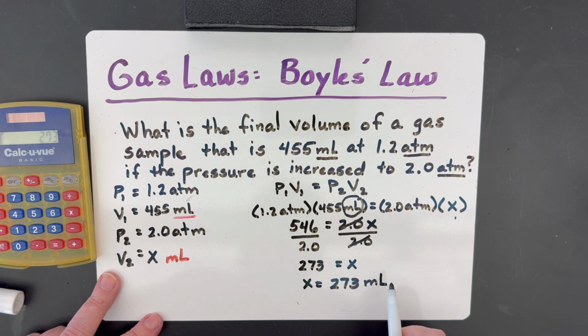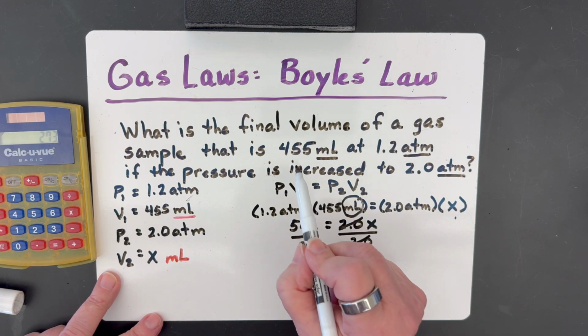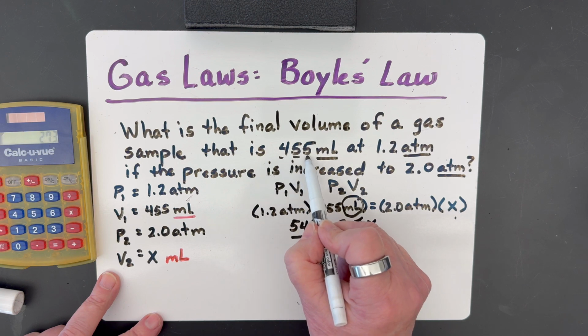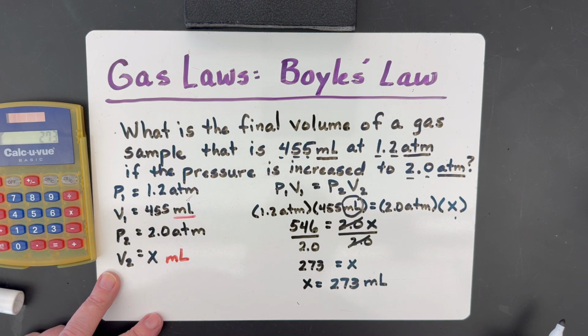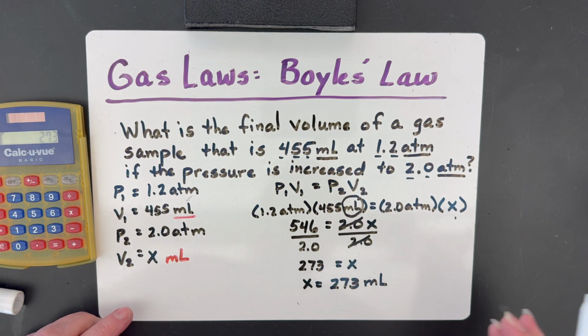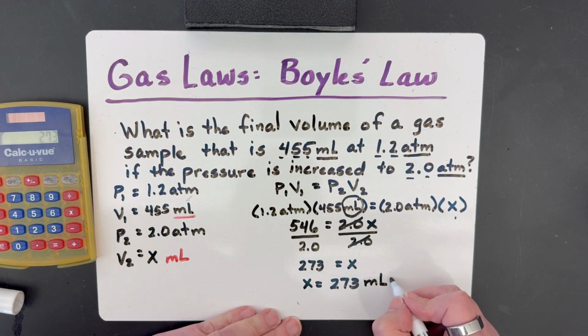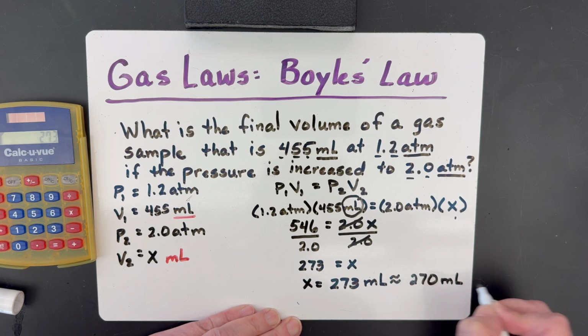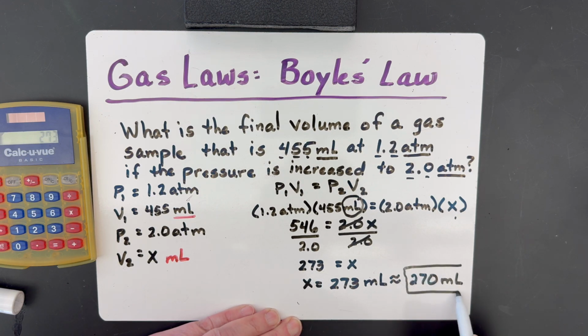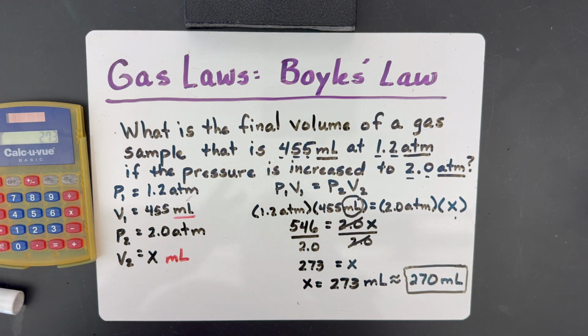Lastly, if your teacher wants you to do significant figures, if we go back and look at the problem, this number has 3, this number has 2, this number has 2. So our final answer should have 2. Whichever one has the least influences what the answer will have. So we would round that to 270 to have just 2 sig figs milliliters. If your teacher doesn't care about significant figures or doesn't require you to do that, then you can stick with the 273.